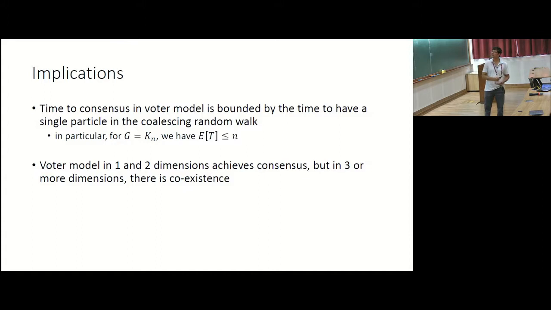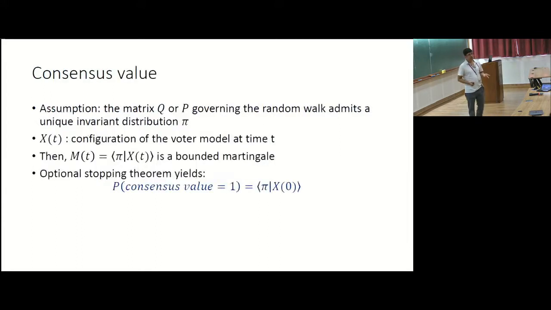Okay, good. We can also ask, given the initial state, what's the probability of reaching consensus on some specific value, say 1? From now on we'll only talk about finite graphs. There's a martingale associated with this voter model. You can check that it's a martingale easily, but I don't know who first came up with this guess for the martingale.